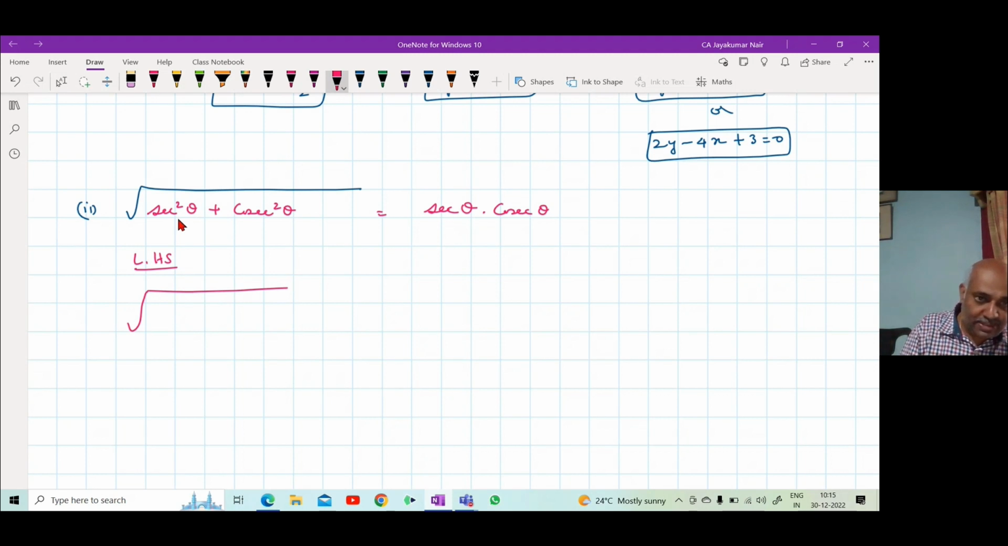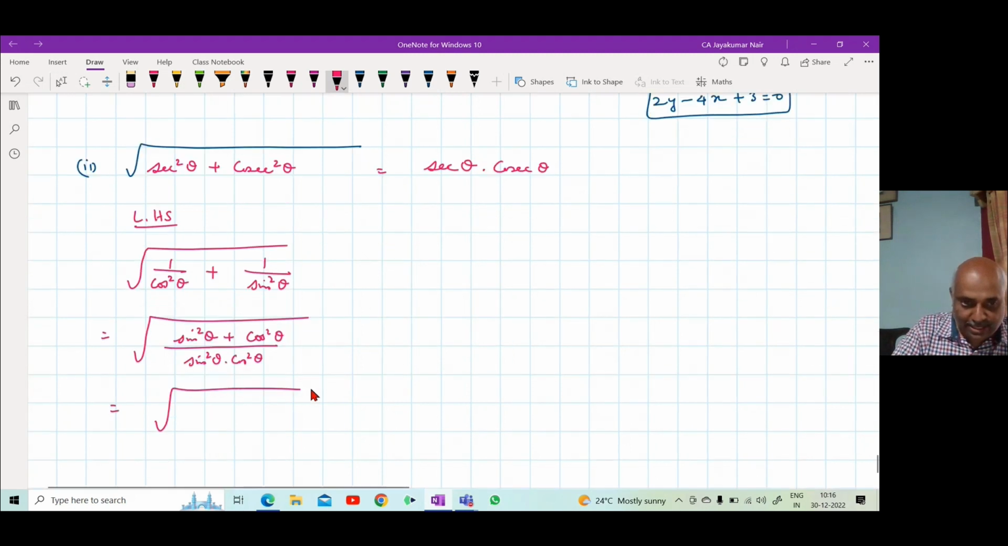On the left hand side, I have sec squared theta plus cosec squared theta. I know sec squared theta is the reciprocal of cos squared theta, so 1 over cos squared theta plus, and what is cosec squared theta? It is 1 over sine squared theta. Now I will find the LCM of the denominators: sine squared theta into cos squared theta. The numerator will be sine squared theta plus cos squared theta. I know sine squared theta plus cos squared theta is 1.